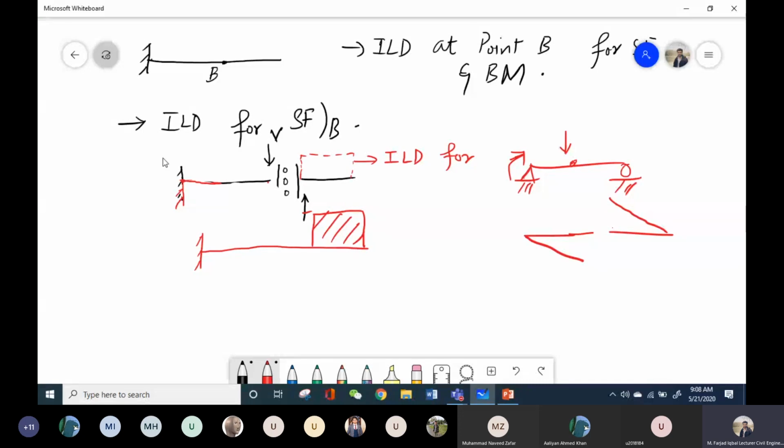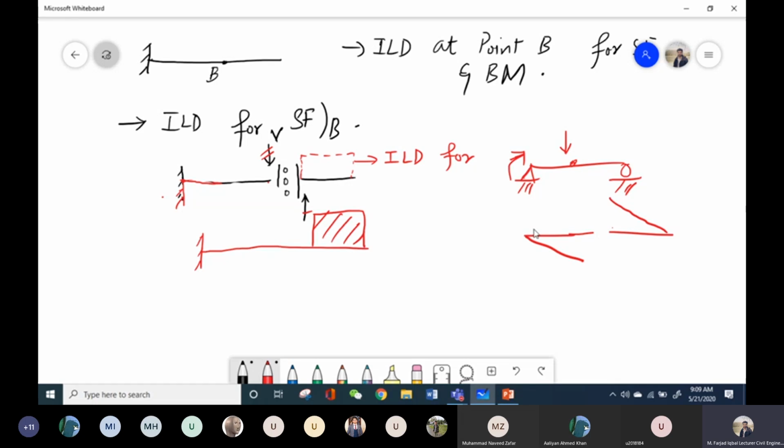Now look at this fixed support. This fixed support does not allow any kind of vertical displacement, and it also resists the bending moment which develops in this beam member. So when these downward loads act on the member, it won't move anywhere. It will stick to its place. That is why, when I plot the ILD for shear force, there won't be any deflection on the left part of this beam.